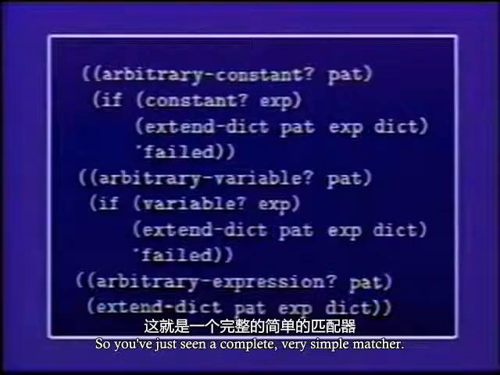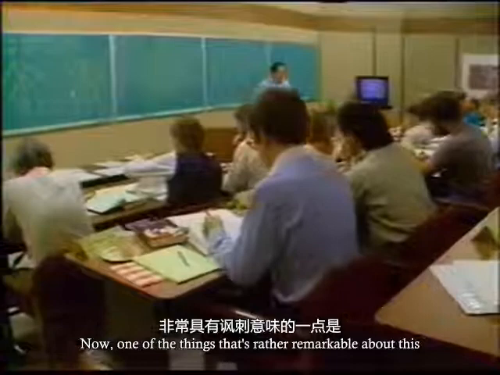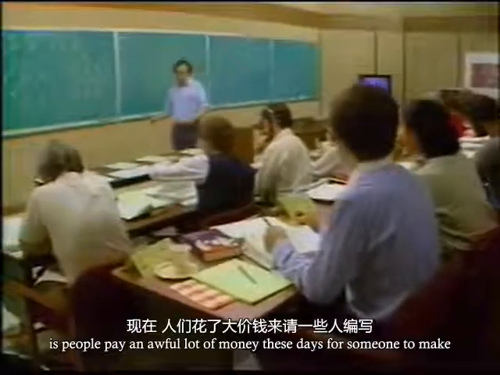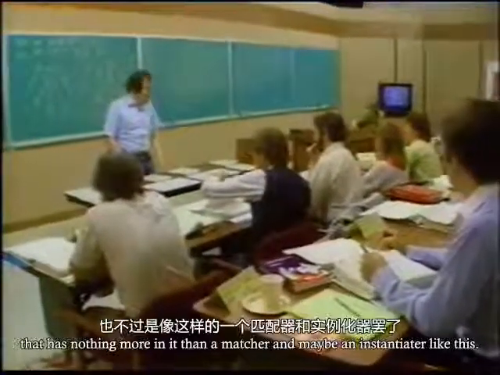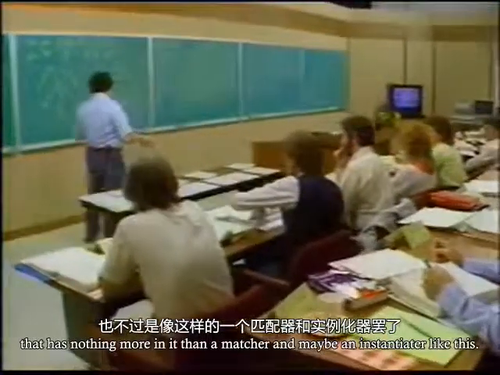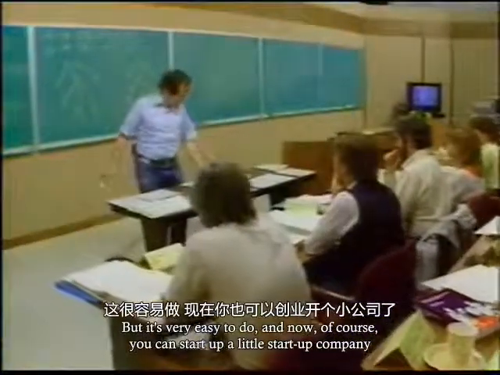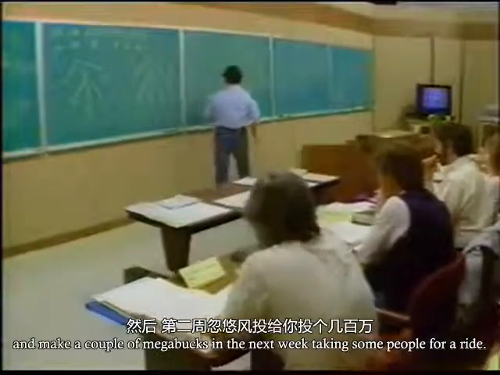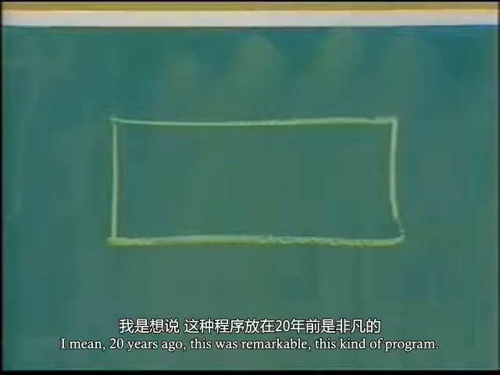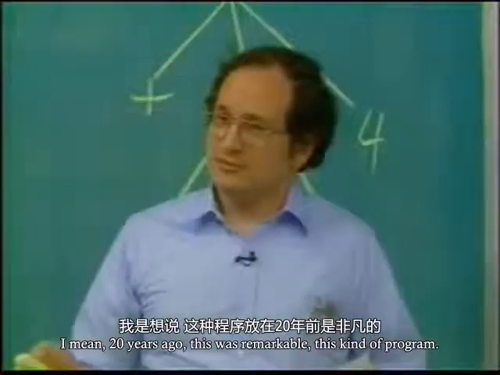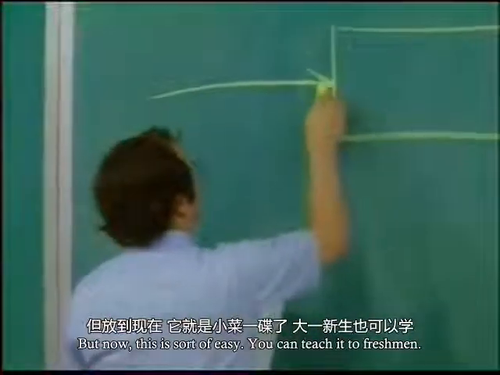Okay. So you've just seen a complete, very simple matcher. Now, one of the things that's rather remarkable about this is people pay an awful lot of money these days for someone to make a, quote, AI expert system that has nothing more in it than a matcher and maybe an instantiator like this. But it's very easy to do, and now, of course, you can start up a little startup company and make a couple of megabucks in the next week, taking some people for a ride. I mean, 20 years ago, this kind of program was remarkable. But now this is sort of easy. You can teach it to freshmen.